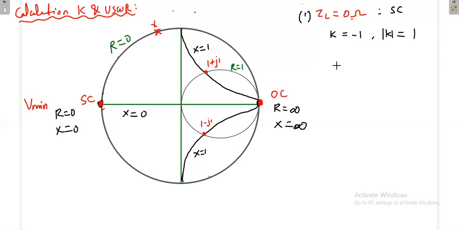Take another condition: ZL is equal to infinite ohm, which is an open circuit. Now my K is equal to 1, and again the magnitude is also 1. So in both cases I am getting a reflection coefficient magnitude of 1, whether short circuit or open circuit. This K equal to 1, we have already seen, is the radius of the larger circle.